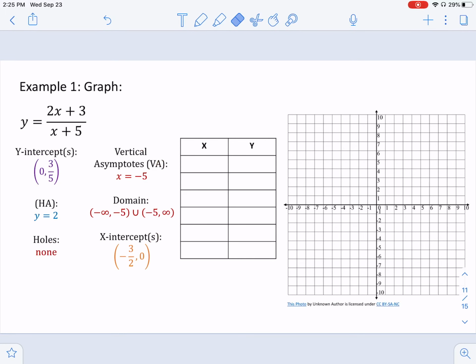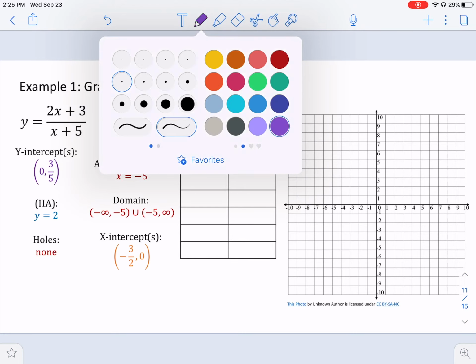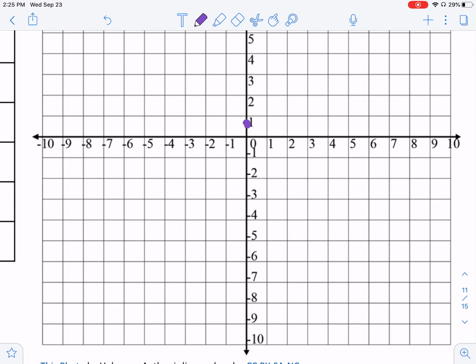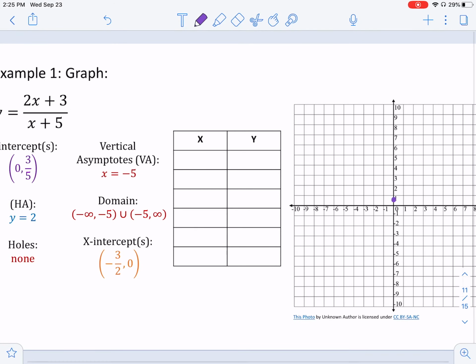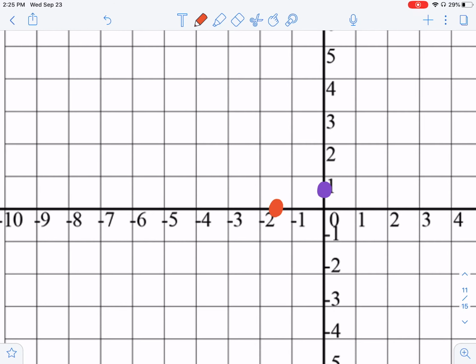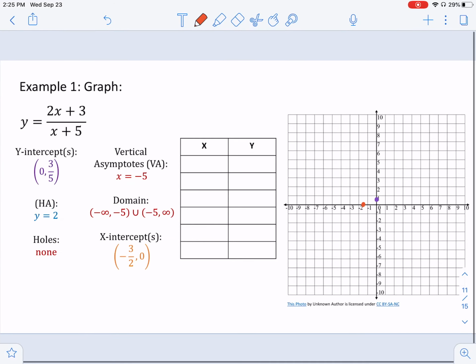This one already has our information found for us. If you're not sure how I found this, go back and watch my first video on key features. It does this entire problem out for you. So the first thing you want to do is plot the things that you have found, your key features. So I have a y-intercept at 3/5. It's a little bit more than half. I'm really just going to put it in there. We're going to be estimating as best we can. Obviously, that dot can be placed exactly at 3/5. I have an x-intercept at -3/2, which is also the same thing as -1.5.